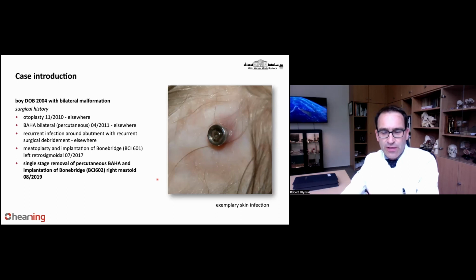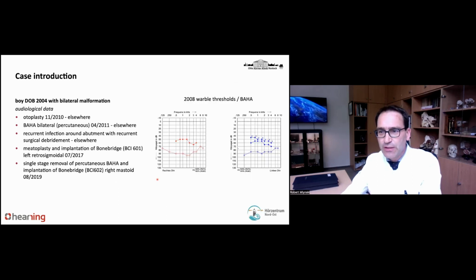That's why he was treated in 2017 when he presented to us again with the Bonebridge, with the BCI 601 on the left side, with a retrosigmoid placement of the bone conduction FMT. And today we are showing you the surgery of the implantation of the BCI 602, which took place in August 2019 with simultaneous removal of the percutaneous bone anchor. These were the thresholds of the patient in 2008 when he was in our department for a screening.